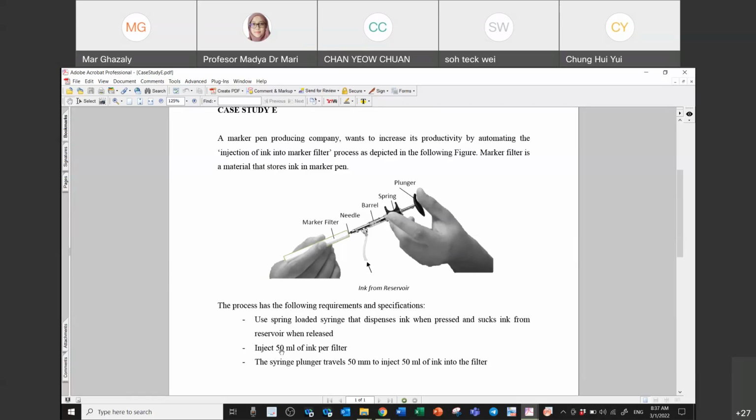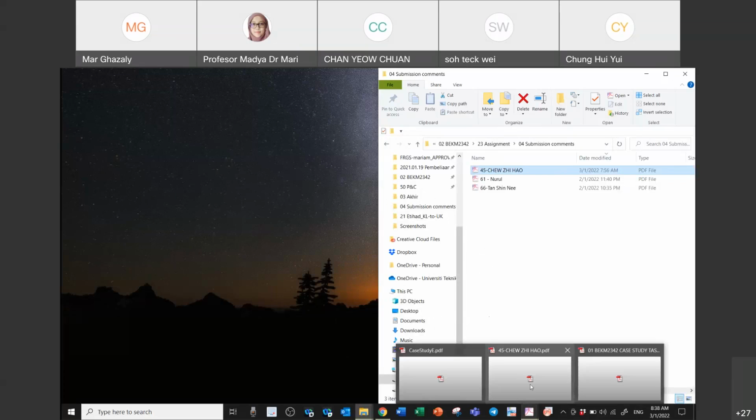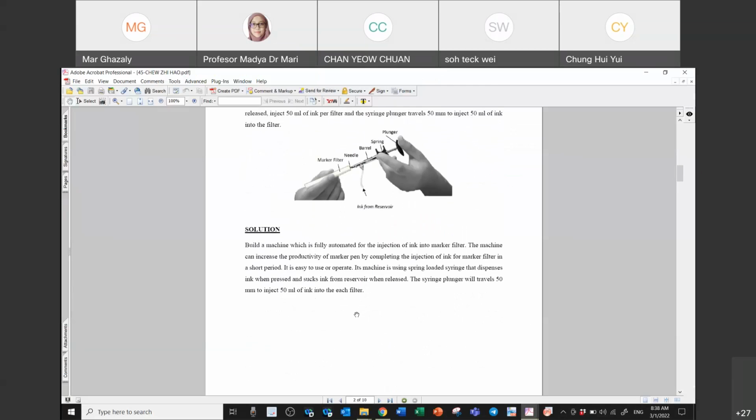Also for injecting 50 ml of ink per liter, do you need an actuator? Do you need a sensor? Or do you need a controller there? So list out all of the problems, and after that, you can list out your solution.